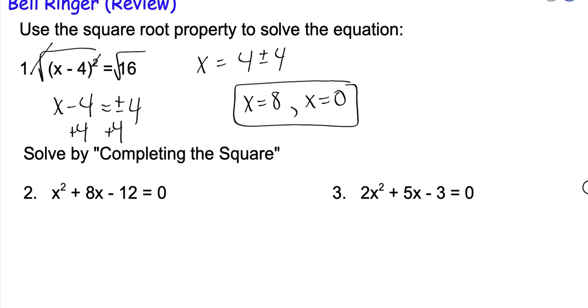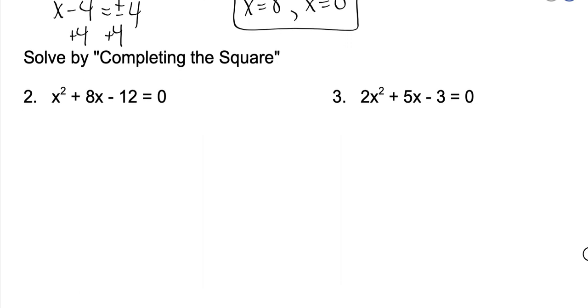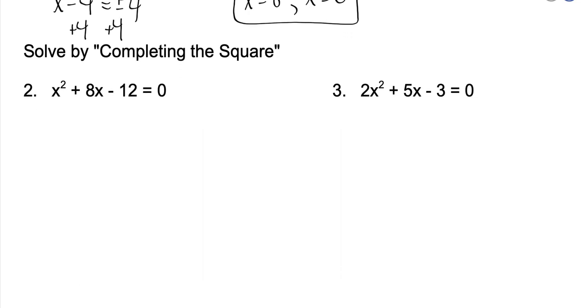All right, so completing the square next. So this one, these were a little tricky. Okay, so to complete the square, that x squared has to be by itself. And then we have to get both x's by themselves. So you can't have a leading coefficient, can't have anything there, and the x's have to be alone.